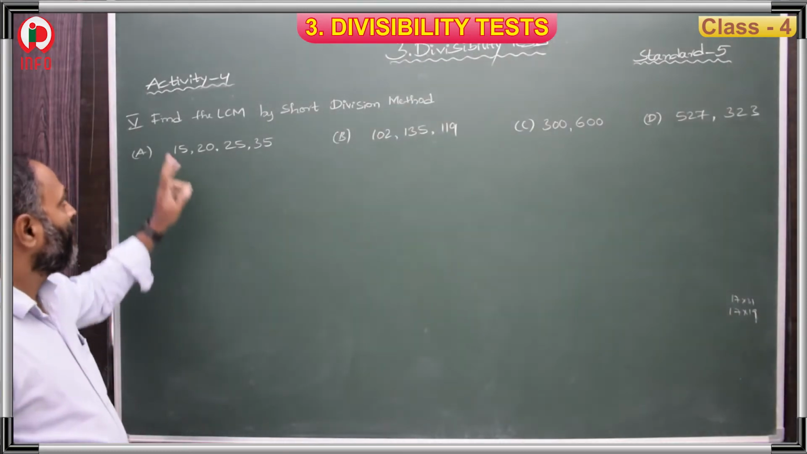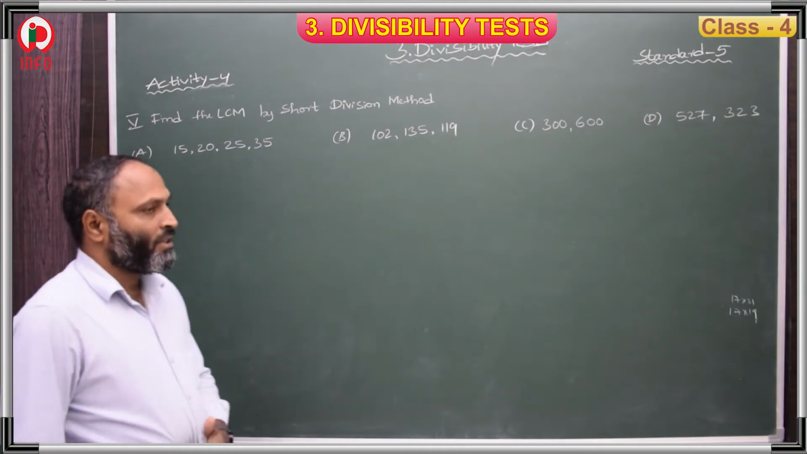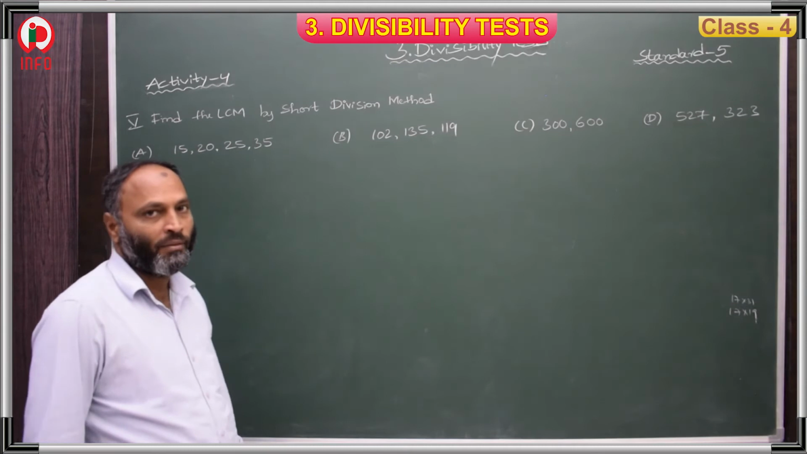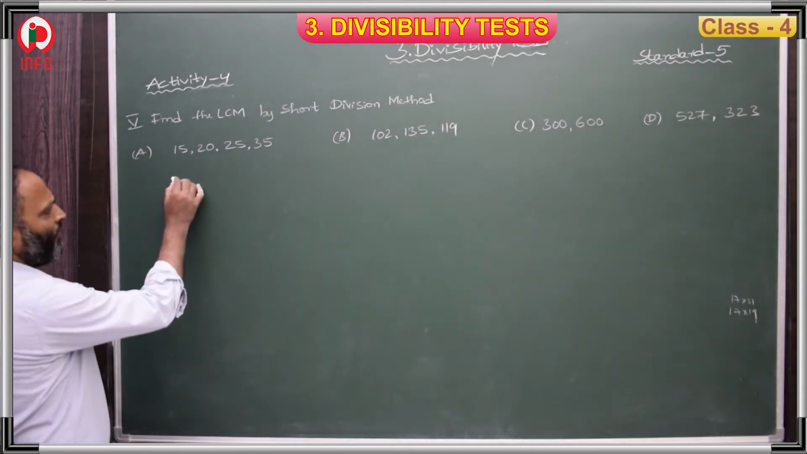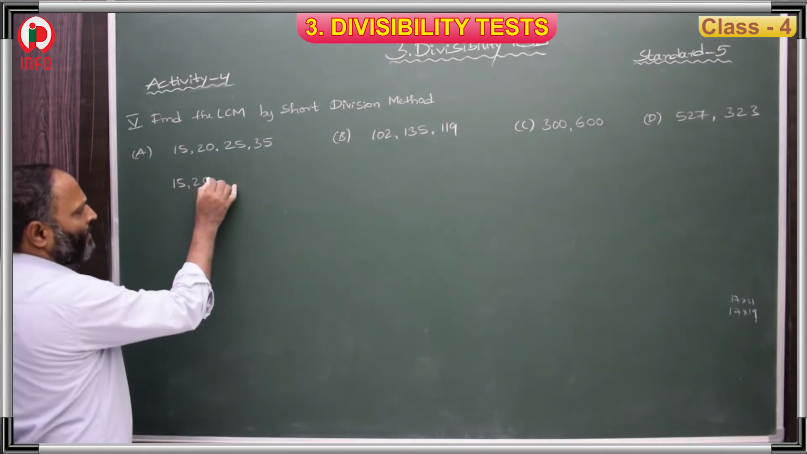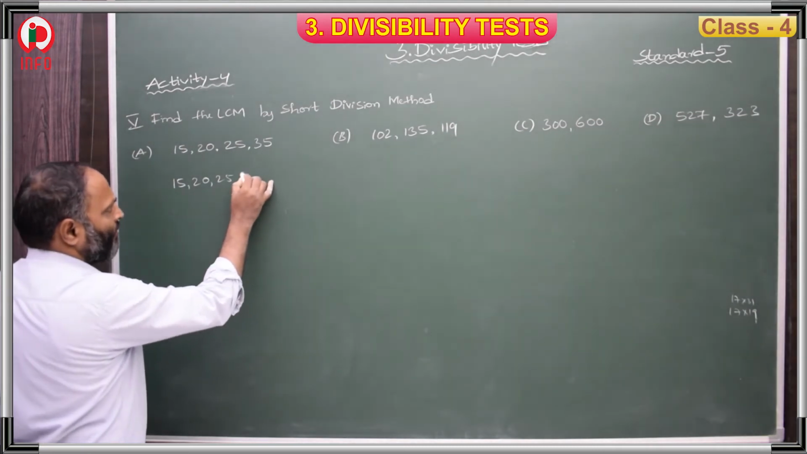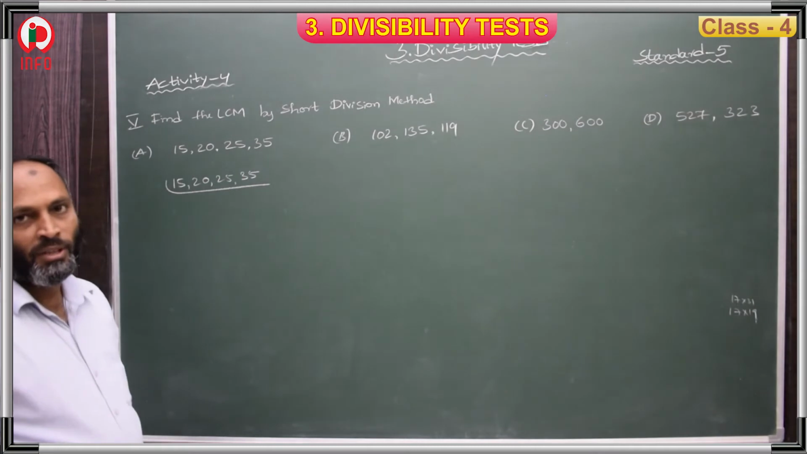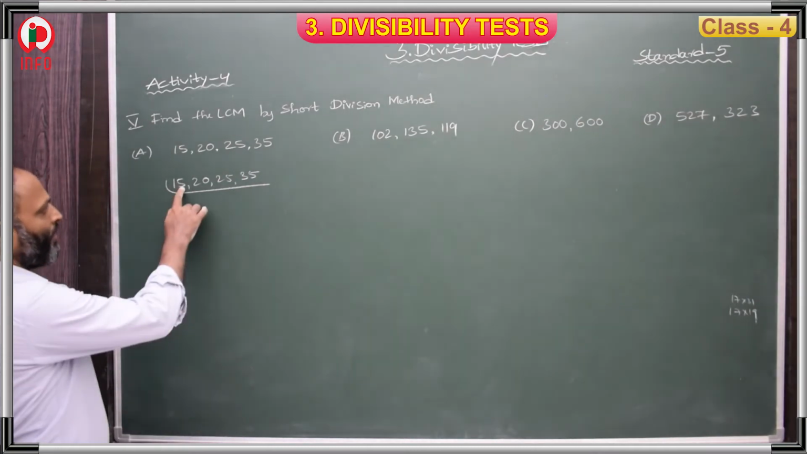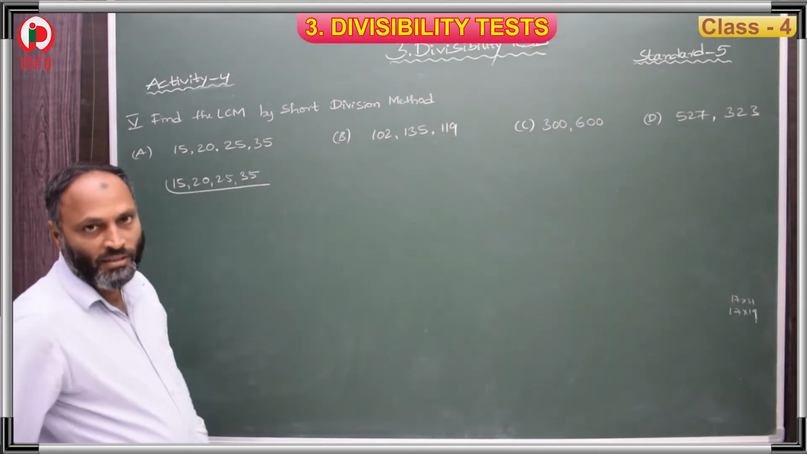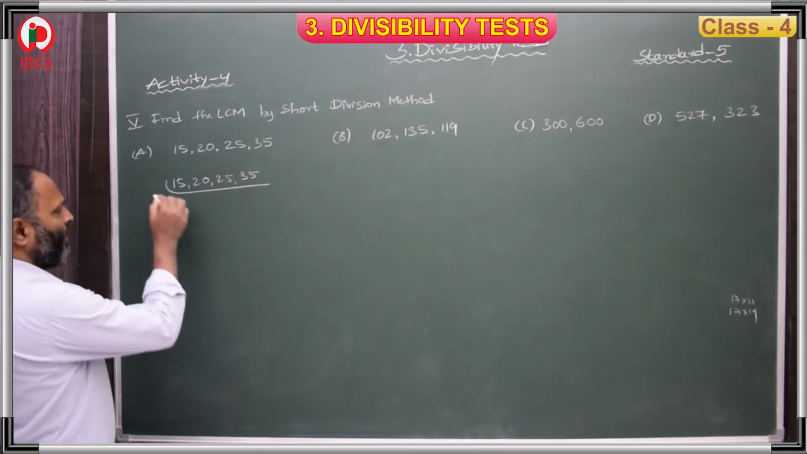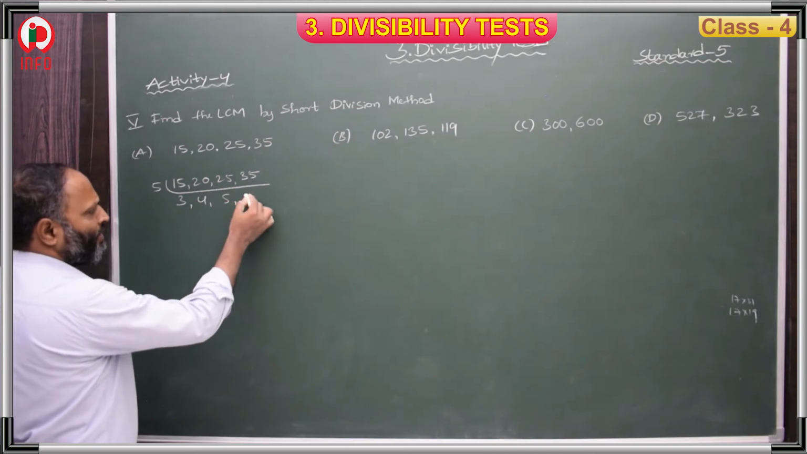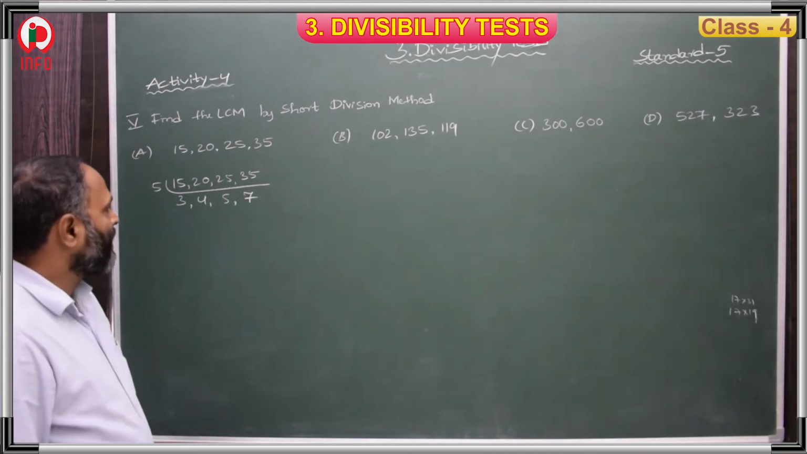And now find the LCM by the short division method. We already did the short division method; again the same division method we have to follow. How to find the LCM of 15, 20, 25, 35 using the short division method. 5 is common in all, so these are all divided by 5: 5 threes are 15, 5 fours are 20, 5 fives are 25, 5 sevens are 35.